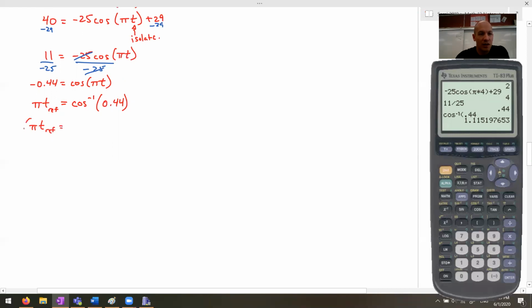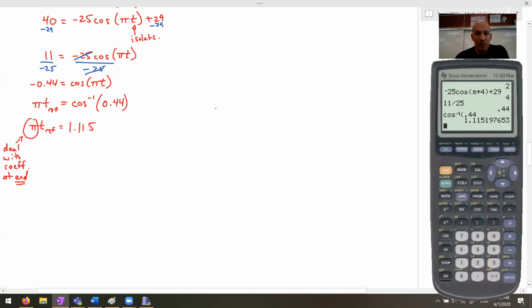Now this guy here, remember, deal with those coefficients. This is from a couple lessons ago: deal with coefficients at the very end. So you pretend like that's not even there. You get that your reference angle is 1.115, and later on you're going to divide by that pi.